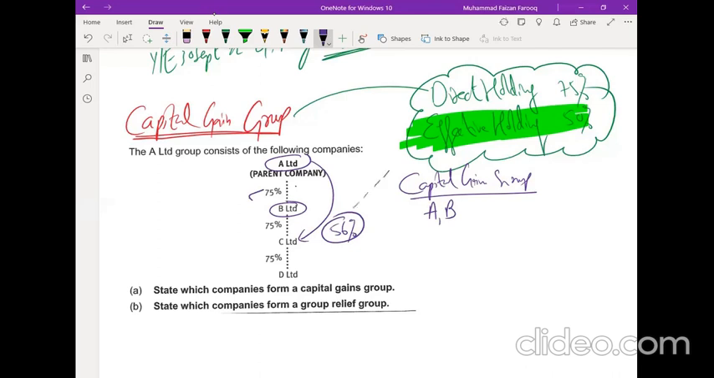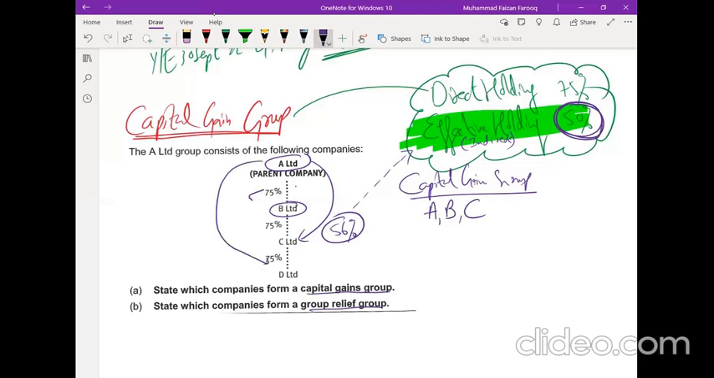No, see this C. Does C have direct or indirect holding? Indirect. The indirect percentage is now not 75. 75% is for group relief, but for the capital gains group, the indirect percentage is reduced to 50%. So C will be part of the capital gains group.